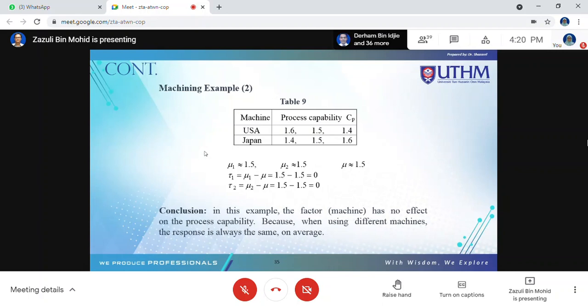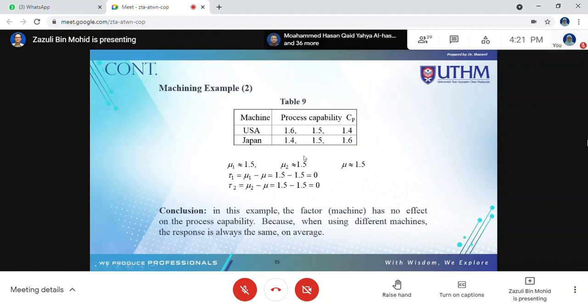We have the process capability, CP. For USA we have 1.6, 1.5, and 1.4. For Japan we have 1.4, 1.5, and 1.6. We still have one factor, and then we have two levels, and for each level we have three responses. So the total of the responses is 6.